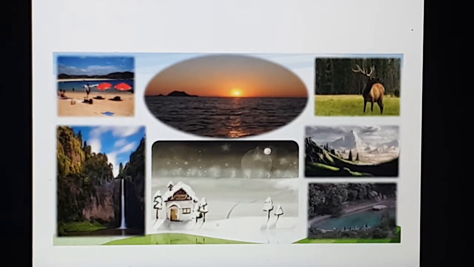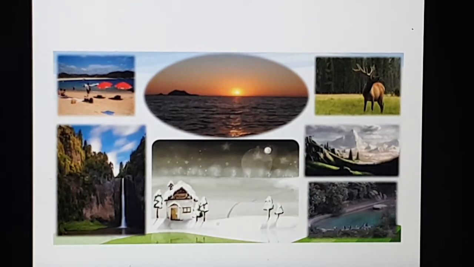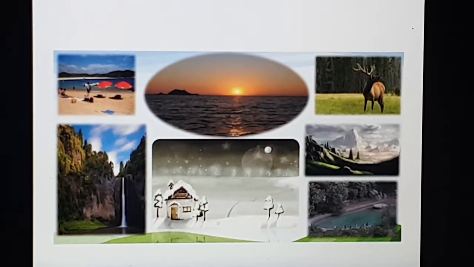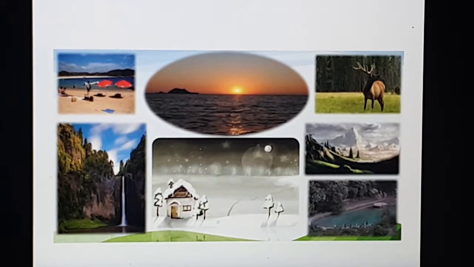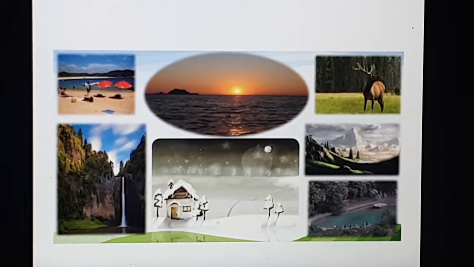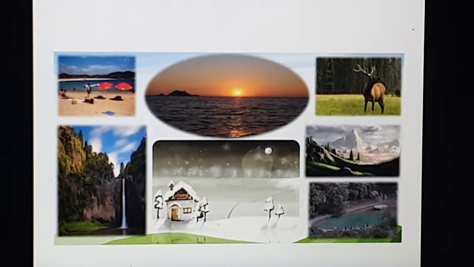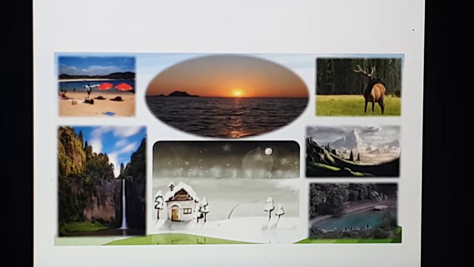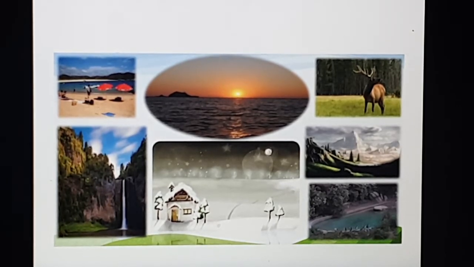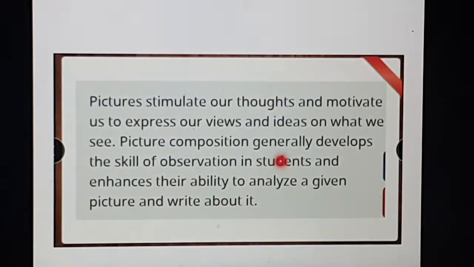And before writing a picture composition, simply, picture composition is writing something about a picture. When we see some picture and we have to write something about the picture, that makes our picture composition. Writing a paragraph about that picture, composing it into a paragraph, that becomes a picture composition for us.